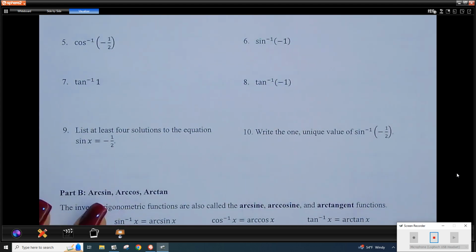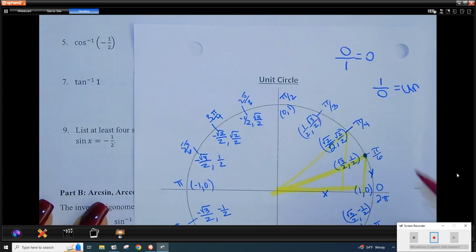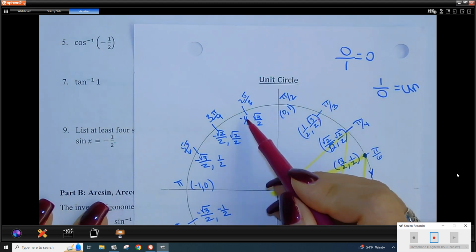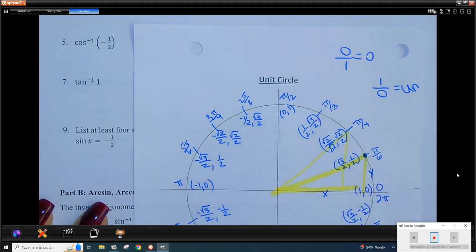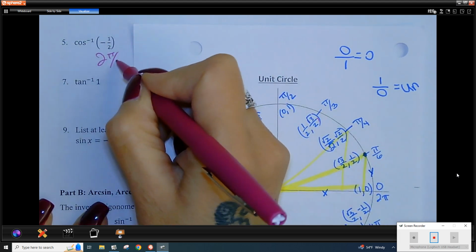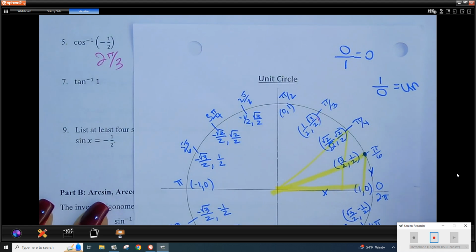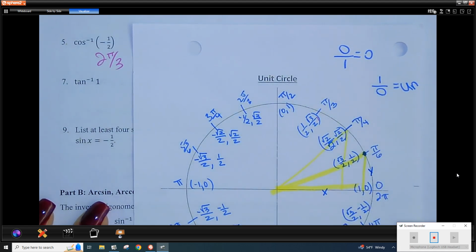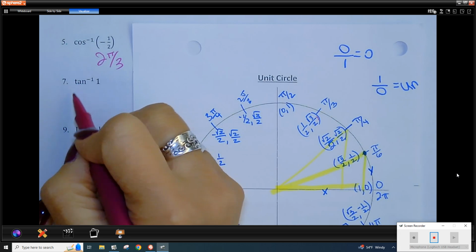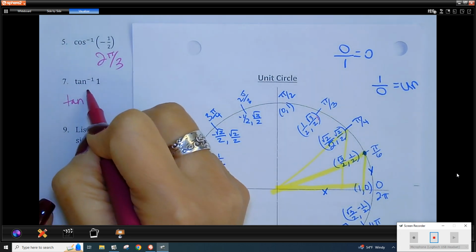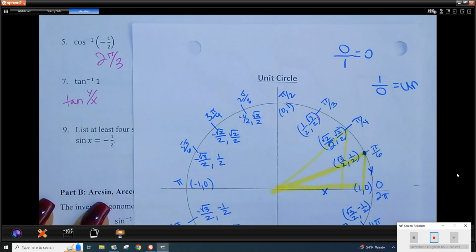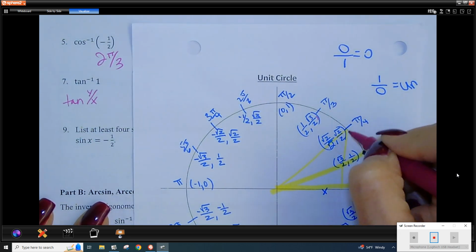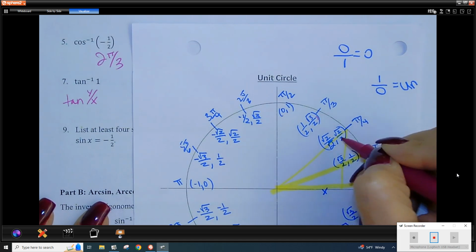Cosine of negative 1/2. The first place we hit x of negative 1/2 is right here, 2 pi over 3. Now tangent of 1. Tangent of 1 is y divided by x, so it's positive. Remember, tangent is this half of the circle. So when we divide and get 1, it is this value right here, so it's pi over 4.